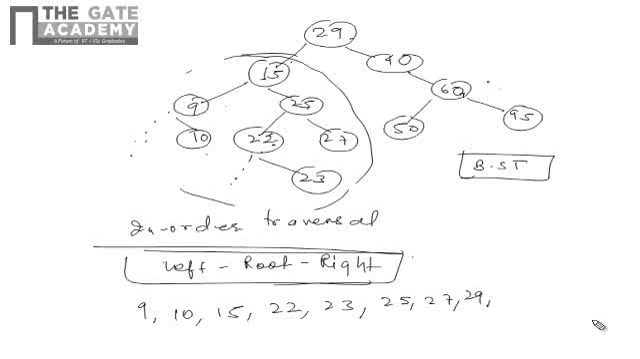Now we will go to the right. What will we get at the right? There is no left, right? So we will get root, then again right. At the right, there is a left part, so first 50 will come, then 60 is the root, and then 95. So this will be the in order traversal. So the option is A. Thank you.